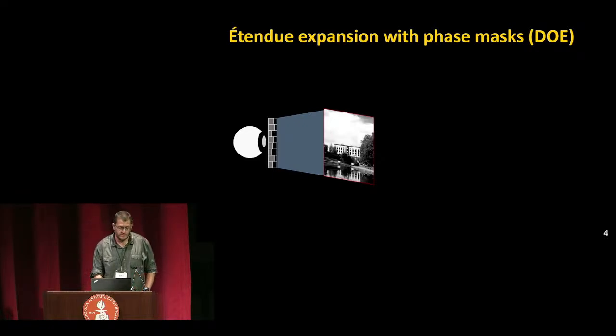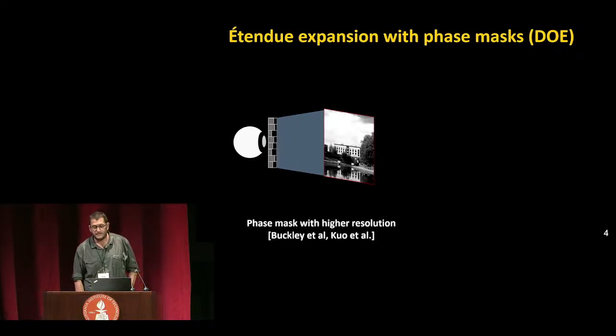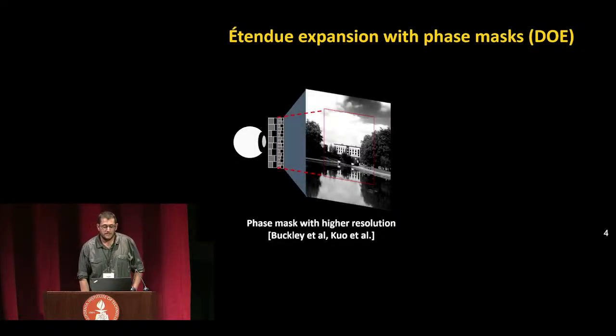So previously, researchers have suggested that etendue can be expanded by adding a static phase mask, or a diffractive optical element, a DOE, in front of the display. By adding a random mask with a pitch size smaller than that of the SLM, the light scatters to larger angles, increasing the field of view without changing the eye box.